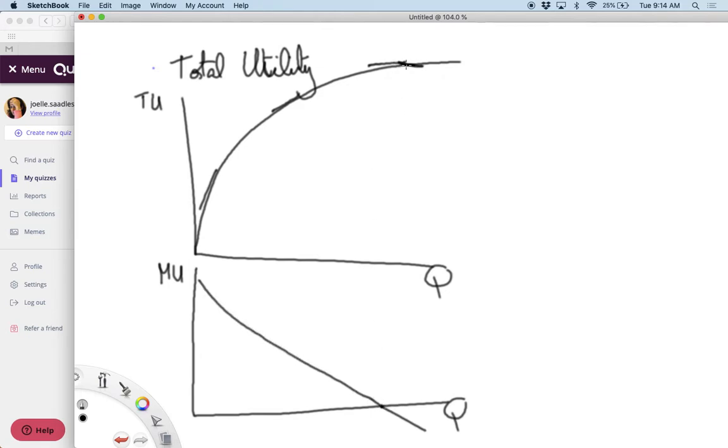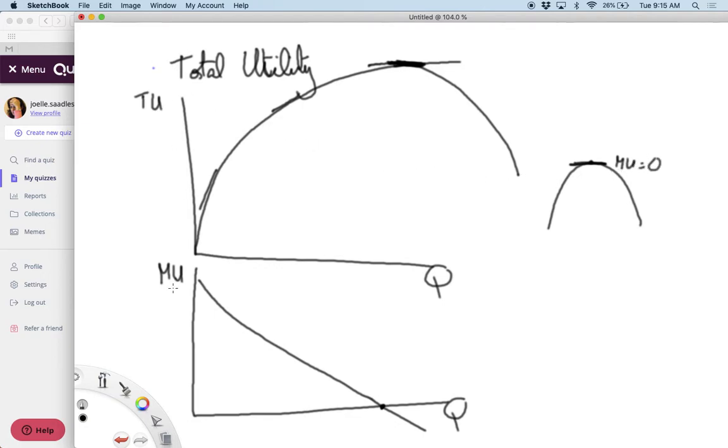When you hit the top of total utility, in other words, as you consume more and more of something, you get more joy, but the rate of increase of your happiness is slower and slower. You might reach a point where that's your maximum utility, and if you consume more, it'll actually make you unhappy. That would be where marginal utility hits zero. So usually the top of the mountain, the maximum utility, occurs where marginal utility is zero.